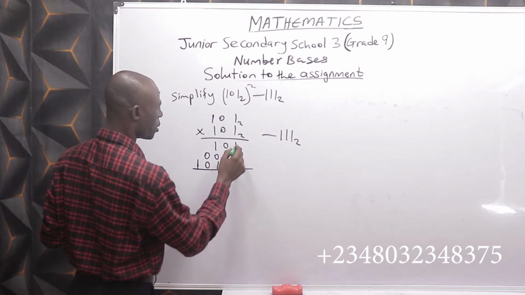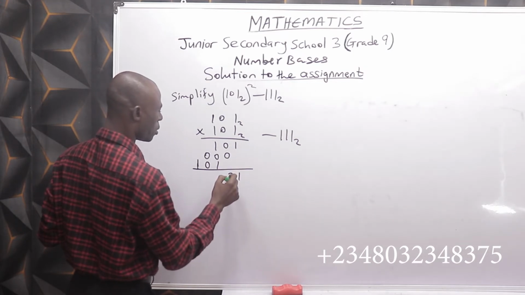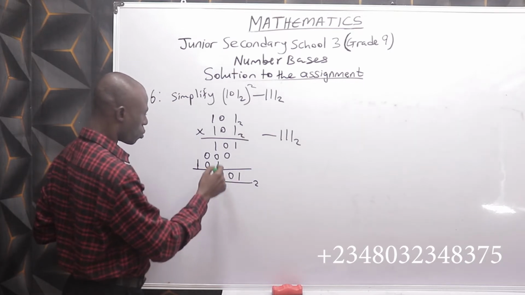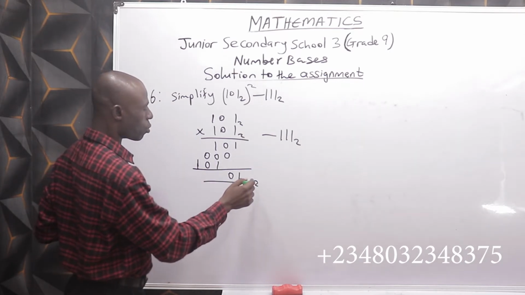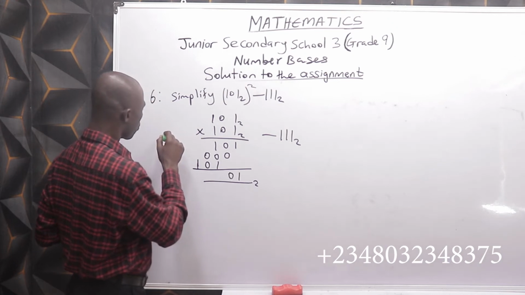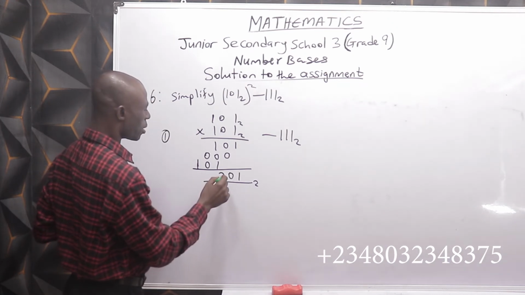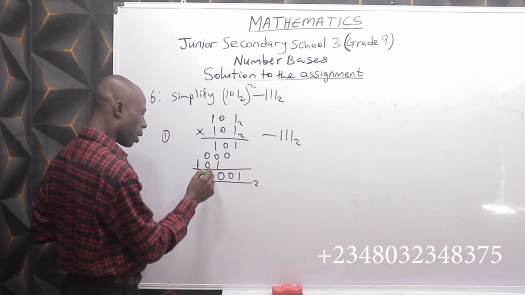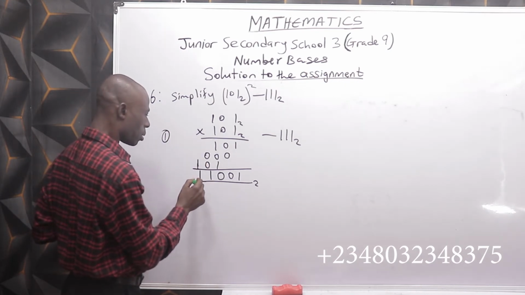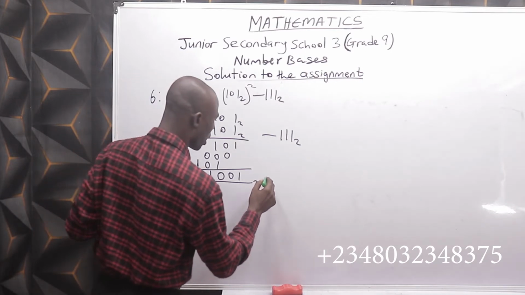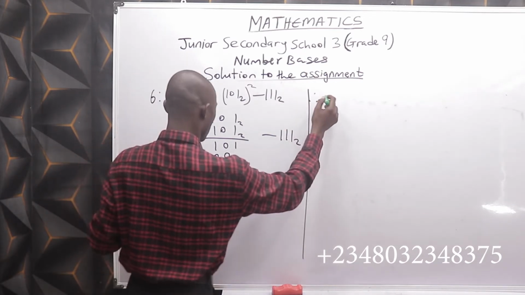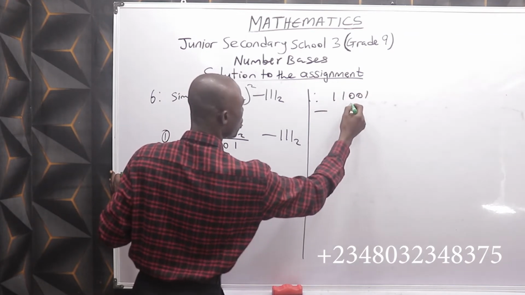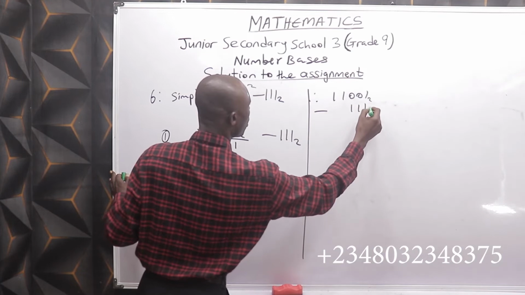So we had it as 1, 0 in base 2. This is 2. We cannot write 2 down. 2 in 2 is 1, remainder 0. This one we keep. We bring it here. We write 1, then 1. So we are subtracting. Therefore, we are having 11001 minus 111, all in base 2.